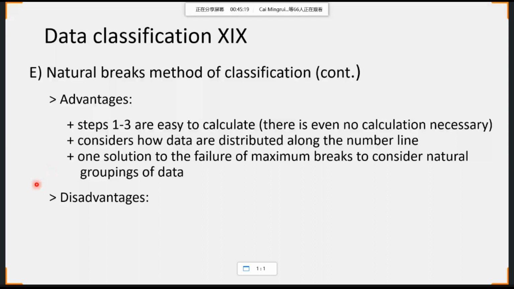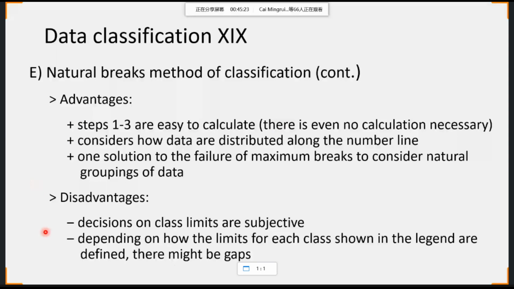The disadvantage is that decisions on class limits are subjective. As there is no calculation, we look at the graph, and if different people look at the graph, maybe they would decide in different ways. So we would get different solutions at the end, different results. Depending on how the limits for each class shown in the legend are defined, there might be gaps. But this is the same disadvantage as usual, we can say.